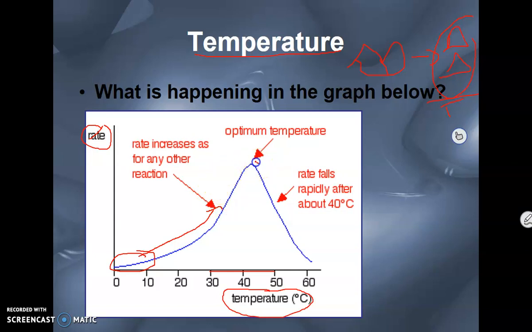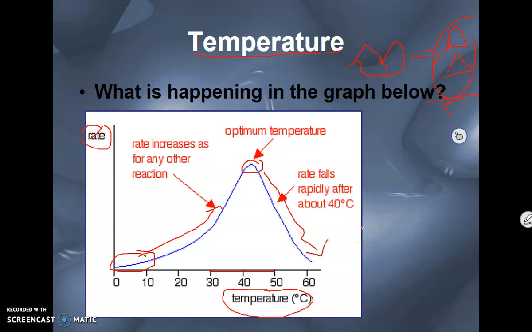Here is the optimum temperature. This is when the molecules are moving the fastest without denaturing, so that they can find the substrate the quickest. However, after the optimum temperature, some of the enzymes begin to denature, and as you continuously increase the temperature, more and more of the enzymes denature.